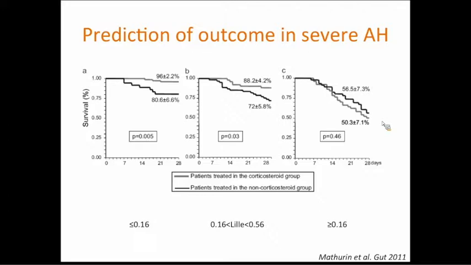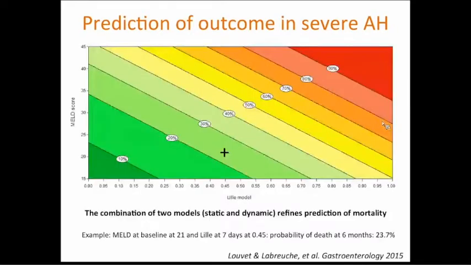So our recommendation is that if after the first week a patient has a Lille score greater than 0.56, prednisolone can be stopped, because the evolution will be the same if it's treated with prednisolone or with placebo. So in this situation, we stop steroids in those patients. And it's also possible to refine the prediction again based on the information from the Lille model and from a, let's say, static model, which is calculated at baseline.